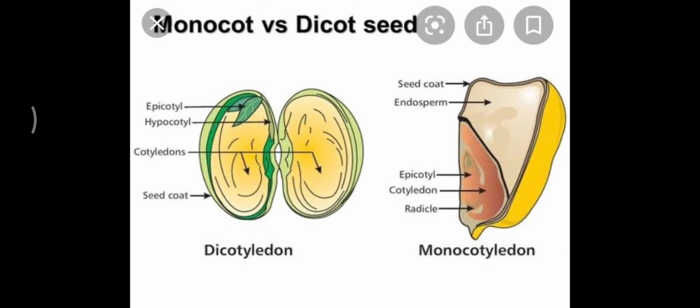So these are the structures of fruit and seed that we have discussed today in our morphology class.